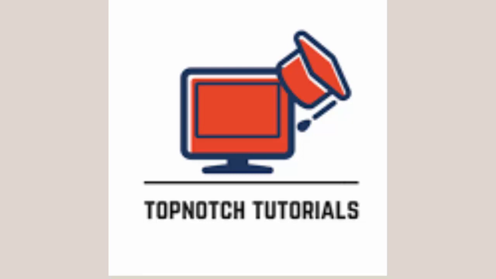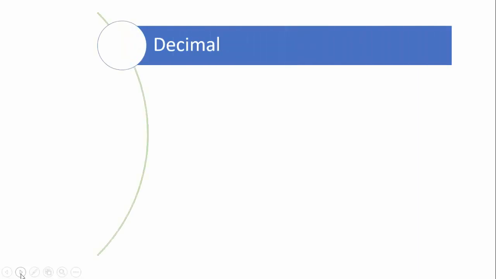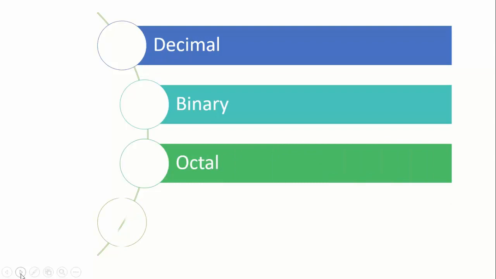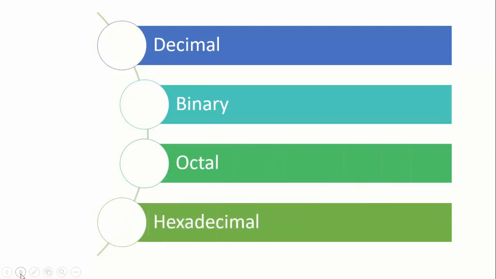In this session, we'll be considering our number systems. So let us consider four number systems, which are decimal, binary, octal, and hexadecimal. In this session, we'll be dealing with binary and decimal number systems only. For better understanding of these number systems, let us consider first our binary number system.